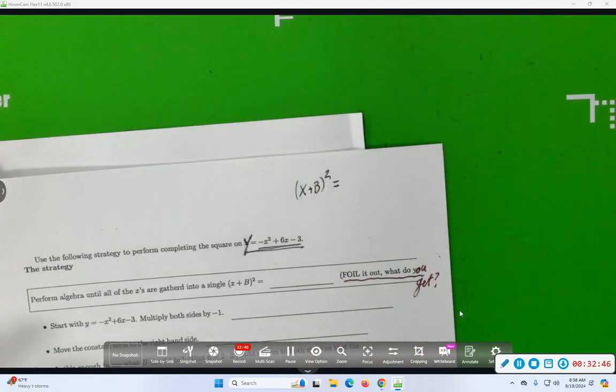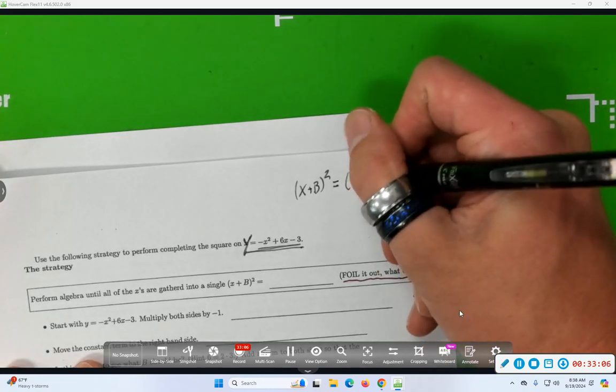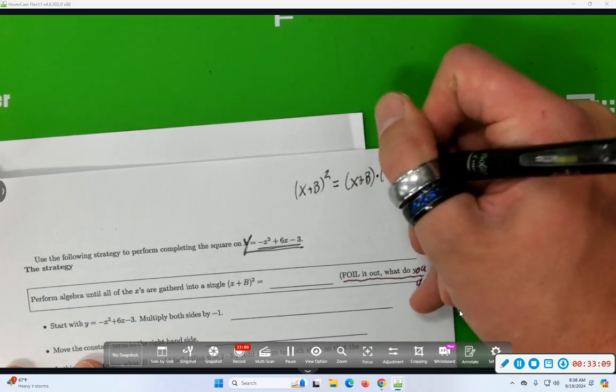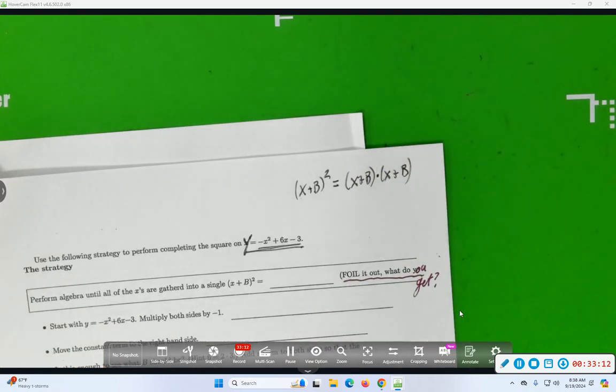if I take x plus b squared and FOIL it out, what do you get? And I want you to do it. X plus b squared. Since I see people not writing, I'll give you at least a starting point. That's the same thing as x plus b multiplied by x plus b. Now that that's written down, FOIL that out. So multiply every term in x plus b by every term in the second x plus b. Add them together. What do you get?